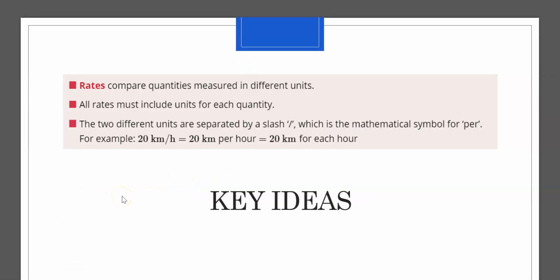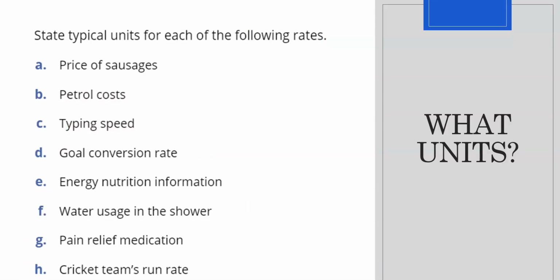Okay, so key ideas then. Rates can compare quantities of different units. All rates must include the units for each quantity. The two different units are separated by a slash, okay? And in mathematical terms, that slash equals per. So that's what we say, per. So 20 kilometres per hour means 20 kilometres each hour.